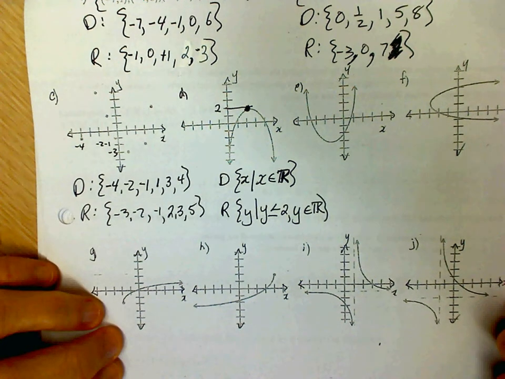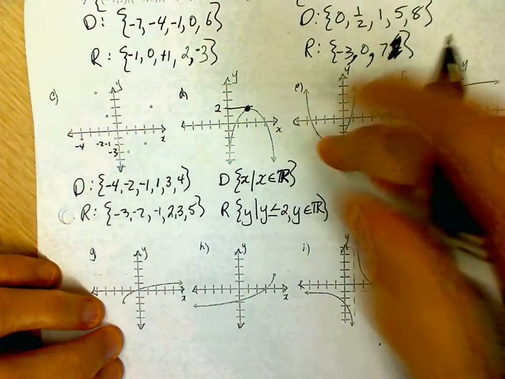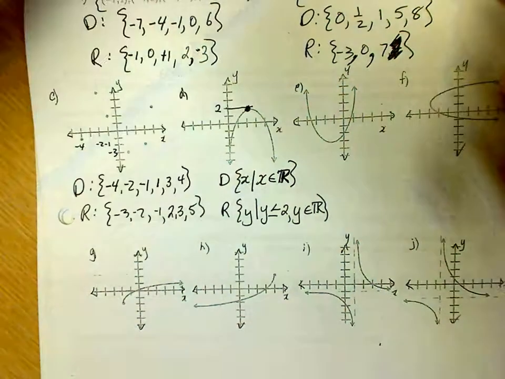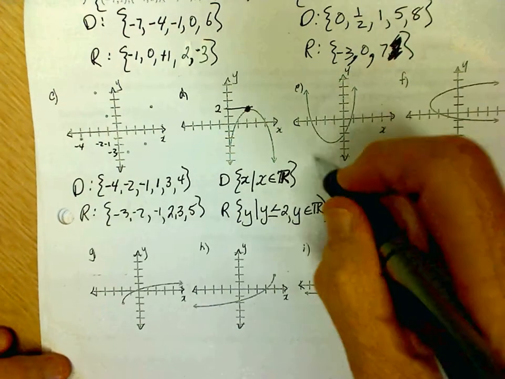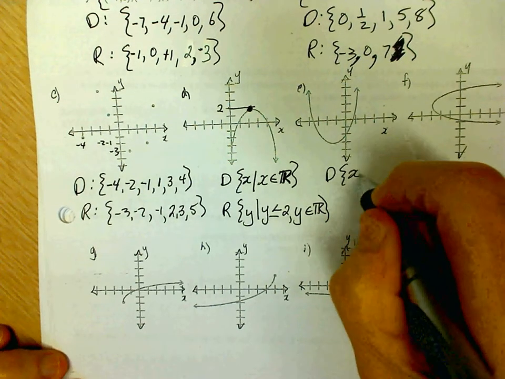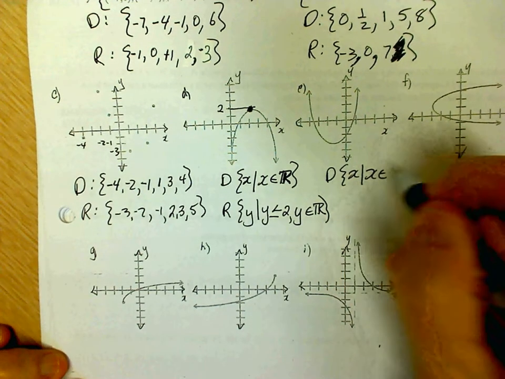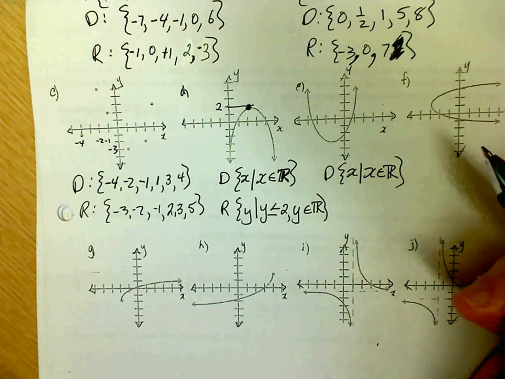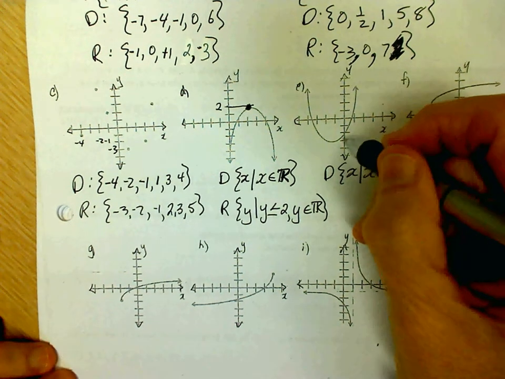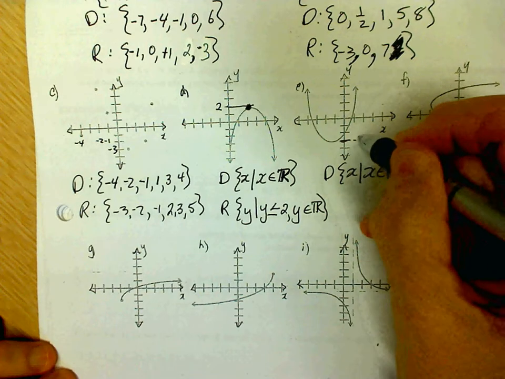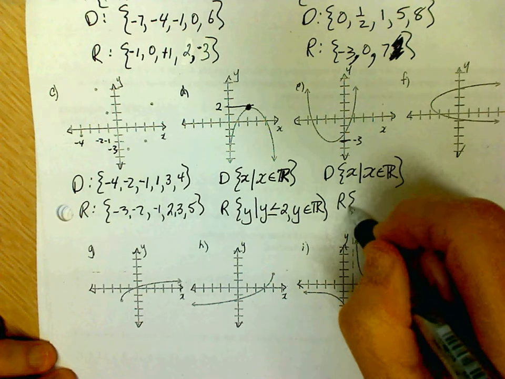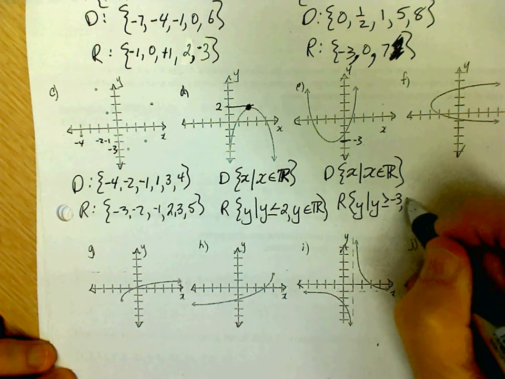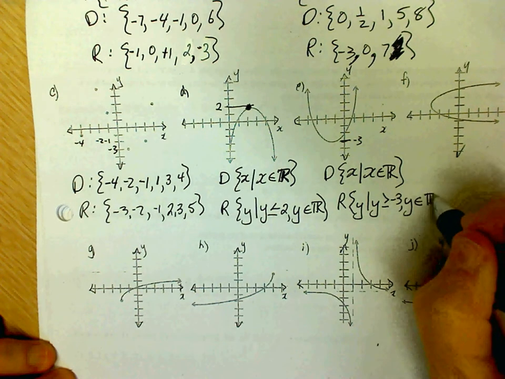Similarly here, x can be anything, because this goes forever in the domain. X such that x is an element of real numbers, and y has to be greater than or equal to -3, right? Y such that y is greater than or equal to -3. So far, so good?